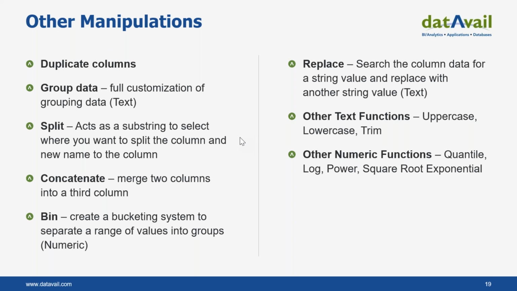Split and concatenate are direct opposites of each other. For split, if you have a first name, last name in a field, you can split that and make it two unique fields, with first name being in one, last name being in the other. And concatenate does the exact opposite. If you have first name in one, last name in the other, concatenate will bring it together into one column.